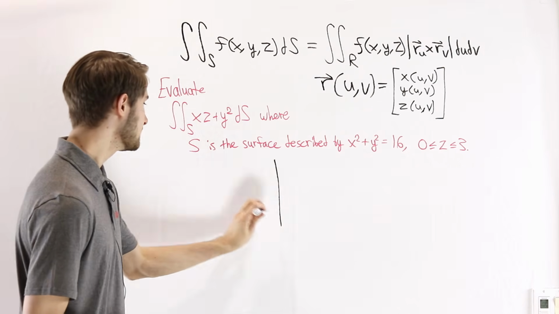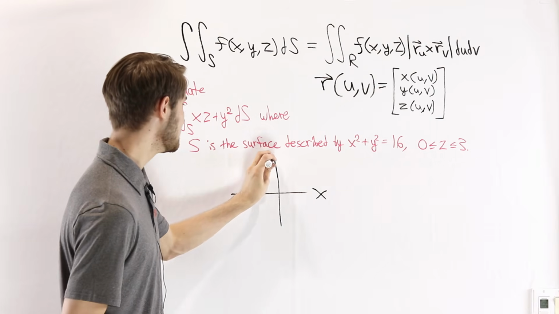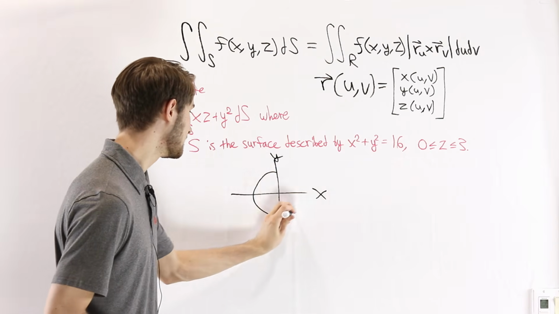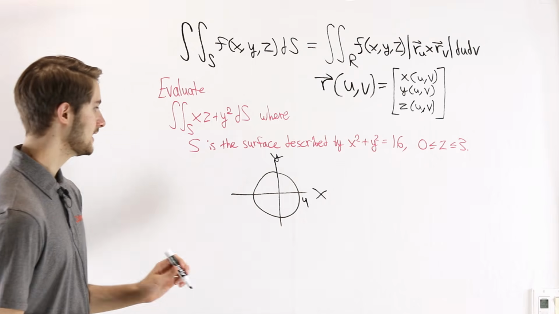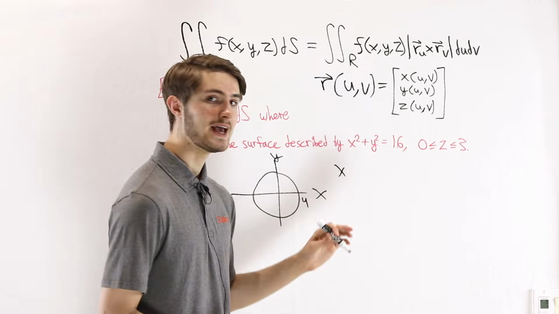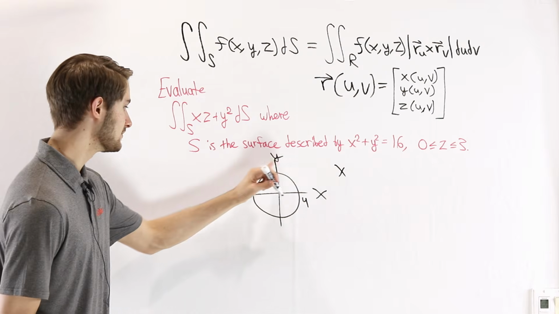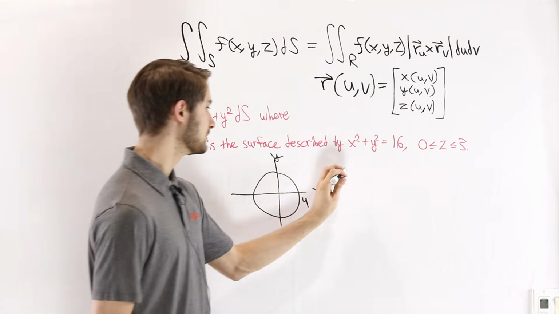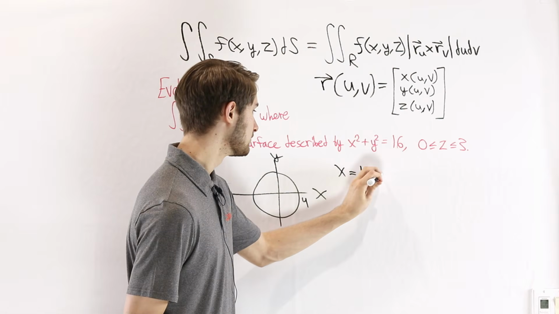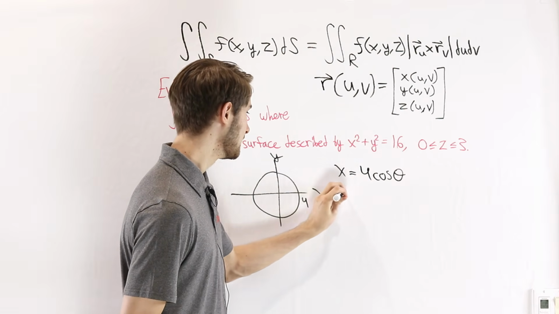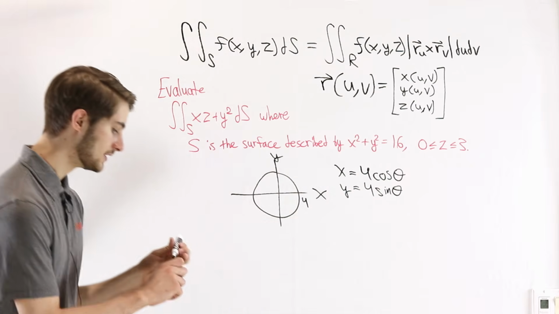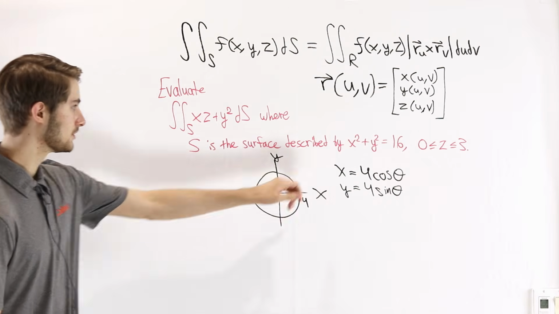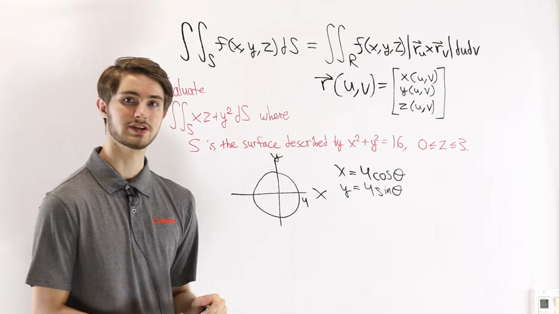Well, we know that that's going to describe a circle in the xy plane, where we have a constant distance from the origin of 4. In that case, we could use some angle theta to represent every point on the circle. So we would have x equals 4 cosine theta and y equals 4 sine theta. So that lets us describe the circle x squared plus y squared equals 16.